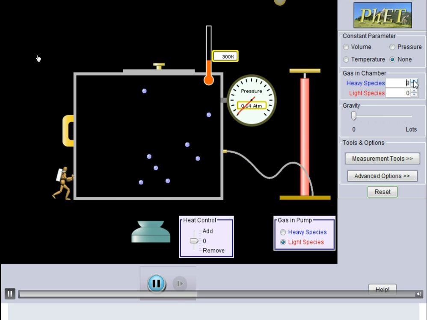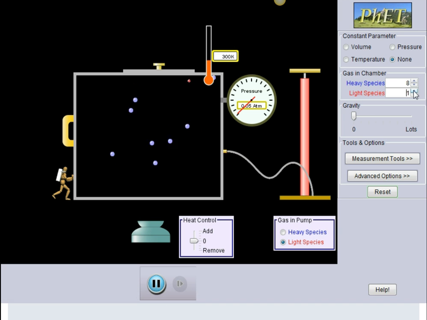And not just in this container, but in the air around it, there are a ton of molecules, nitrogen molecules, oxygen molecules, constantly floating around us, even though we probably don't realize it.